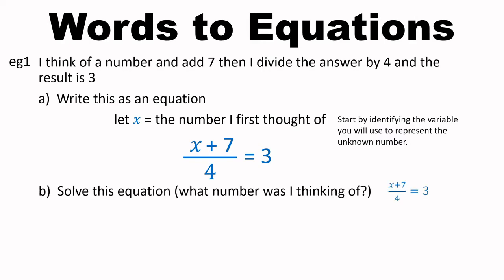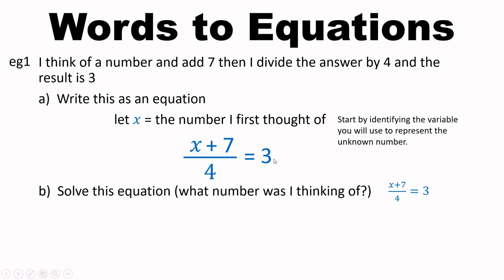Now, if we want to solve this equation to figure out what number we were thinking of, remember x is the variable that represents the number we were thinking of. We want to rearrange this equation so that x is by itself, and we can see what x is equal to. So to undo this equation, following the reverse order of operations, as we can see in the question, the first thing we did was add 7, then we divided by 4, and then our answer was 3.